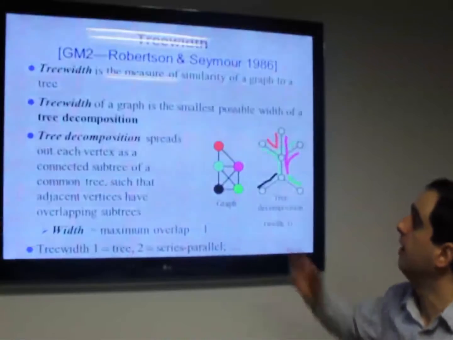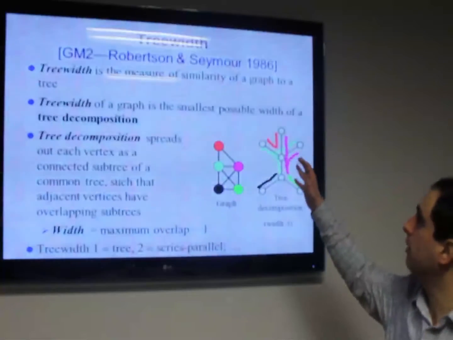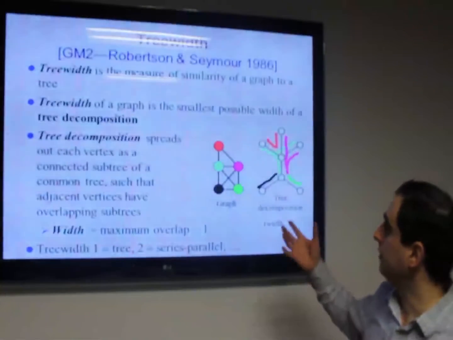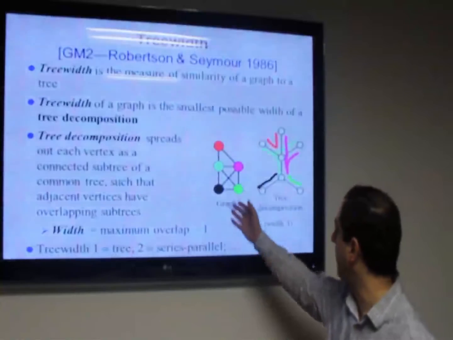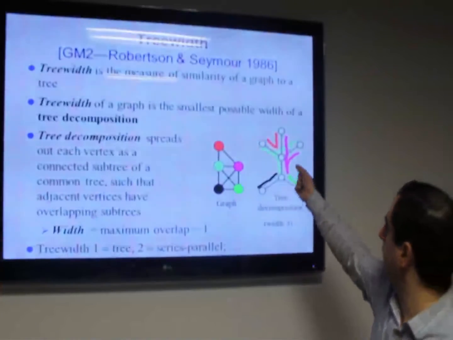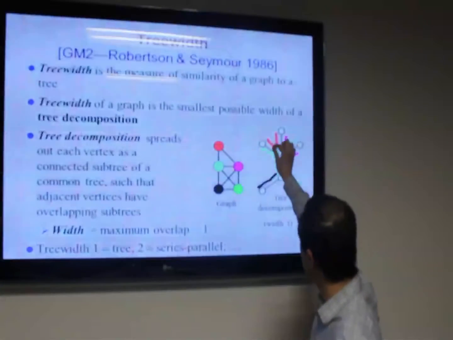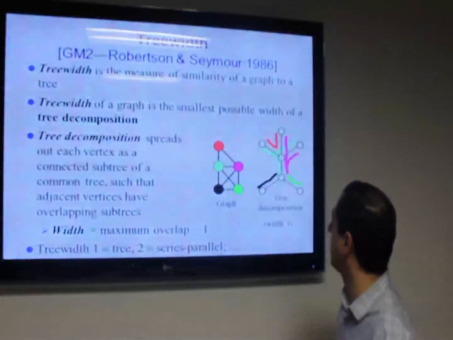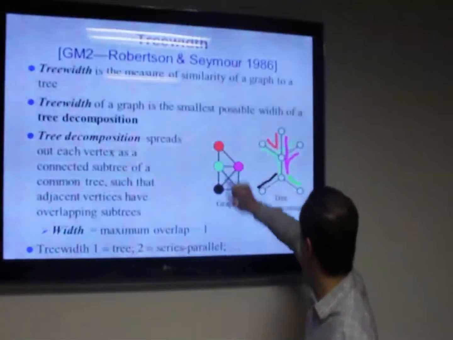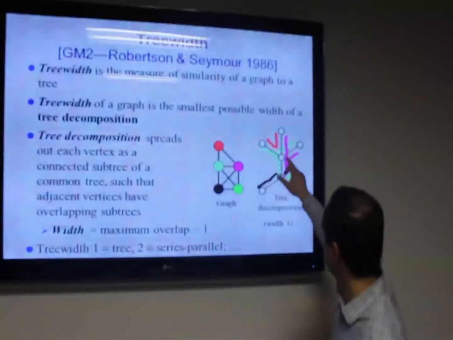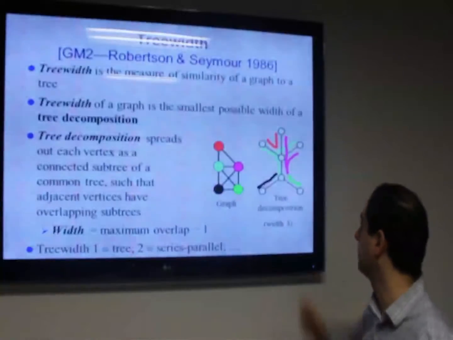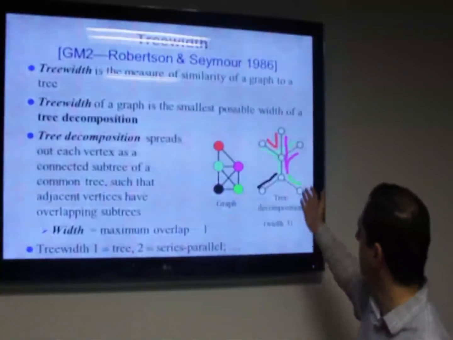More precisely, the tree-width of a graph is the smallest possible width of a tree decomposition. And what's the meaning of a tree decomposition? A tree decomposition of a graph is a tree such that we smear each vertex over some subtree of this tree, such that we have this property: any two adjacent vertices here, the corresponding subtrees have at least one vertex in common, as you can see here.